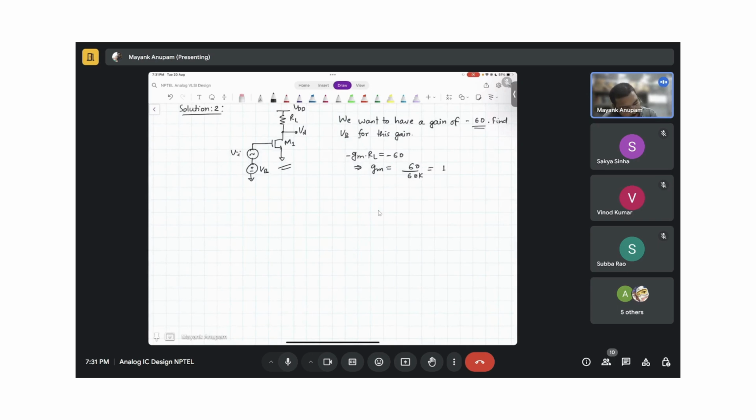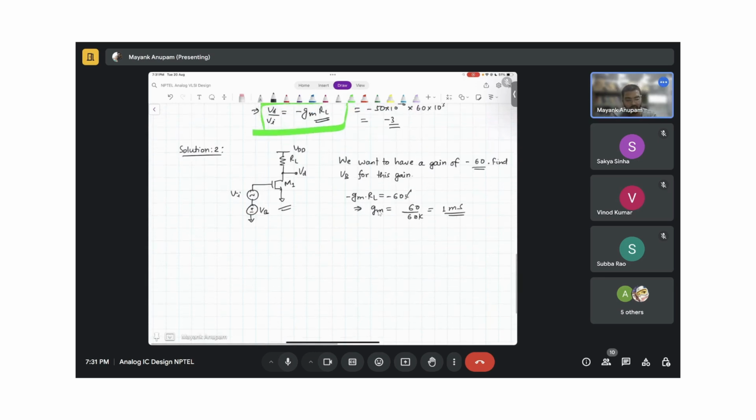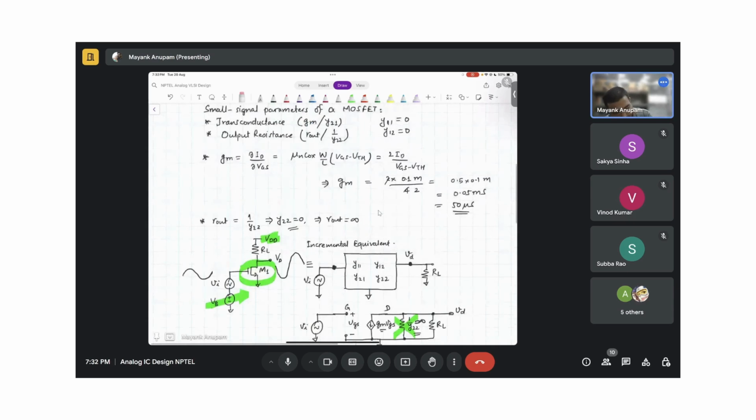So in that case it becomes 1 millisiemens, right? So I need how much GM? The GM should be equal to 1 millisiemens, correct? For me to achieve a gain of minus 60 here, I need a GM of 1 millisiemens, correct? And from the earlier analysis, I know what GM is equal to. As one of you already said, we can use this formula, right? So this one or this one, which one should I use out of the two?